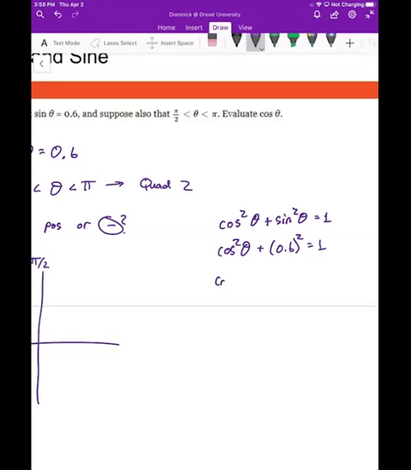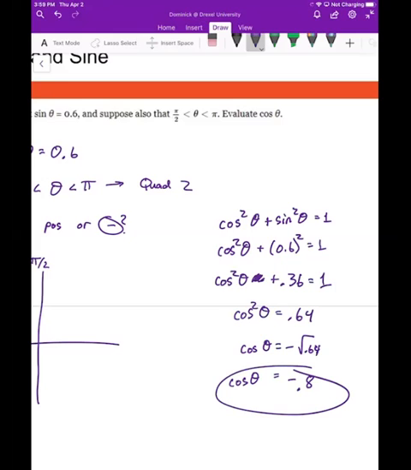Okay, so we get cosine squared is equal to, now 0.6 times 0.6 is 0.36, and that's equal to 1. So if I subtract 0.36, I'm going to get 0.64. And if I square root both sides, I do get plus or minus, but we know that we want the negative square root of 0.64. And this would give you a negative 0.8. So from the given information, we can conclude that cosine of theta is equal to negative 0.8.